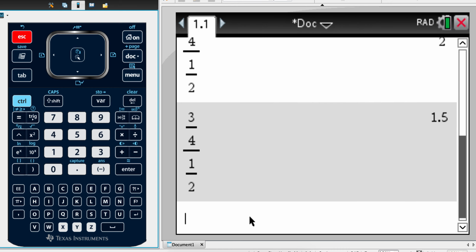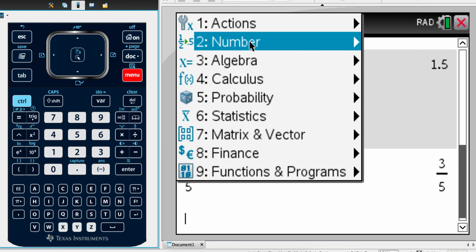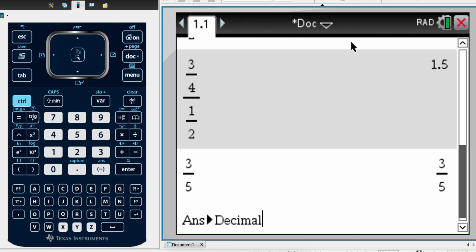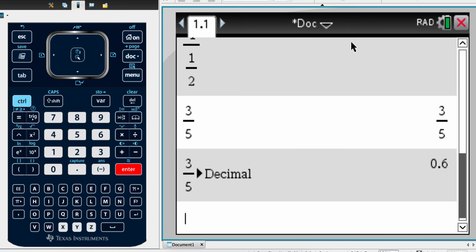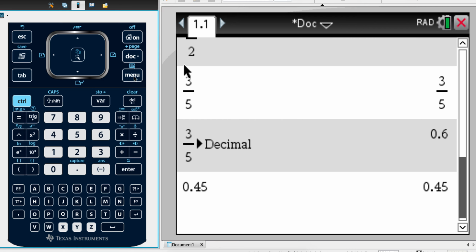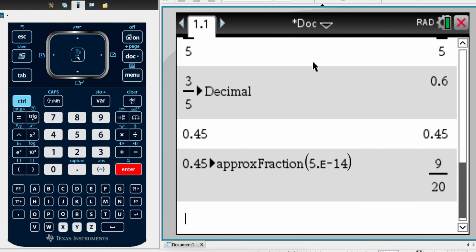So for example, if I had 3/5, then I can do menu, number, convert to decimal, and it tells me that it's 0.6. If I had 0.45 and I want to convert that to a fraction, then I press enter so that it's stored in the calculator, and then I'm going to do menu, number, convert to fraction, and it's 9/20, and it will always put it in its simplified form.